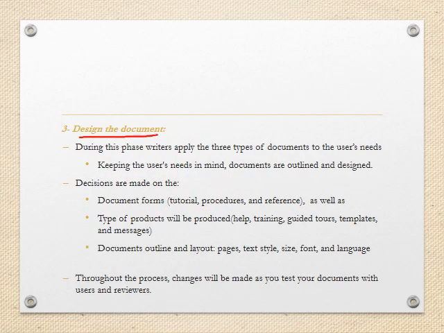Design the document. During this phase, writers apply the three types of documents to the user needs. In general, they will check which one of the 3 types will be most suitable for the users, keeping in mind the user needs, and documents are outlined and designed. During this phase, some decisions will be made. Decisions are made on what document forms or document type we will use.